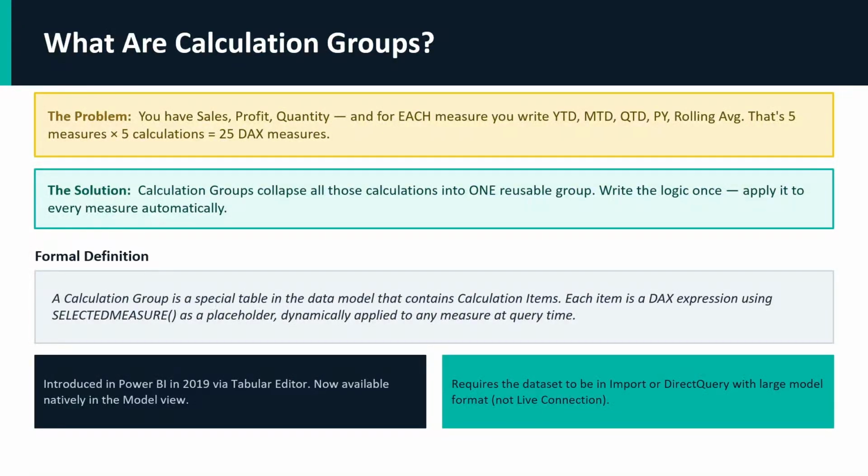As a table. Usually it has only one column, and each row in the calculation group is what we call a calculation item, like year to date, YTD, or prior year, such that when a user picks YTD from a slicer, the DAX engine applies that logic for YTD.